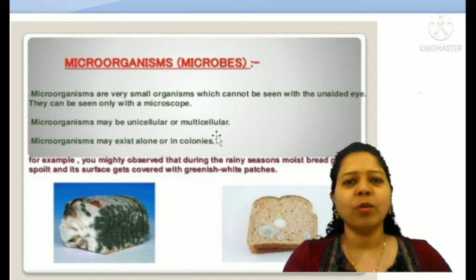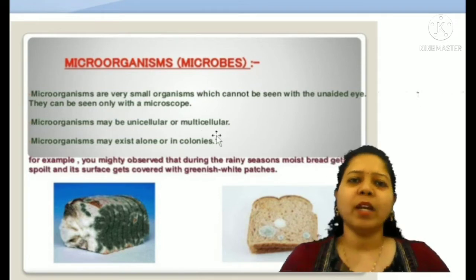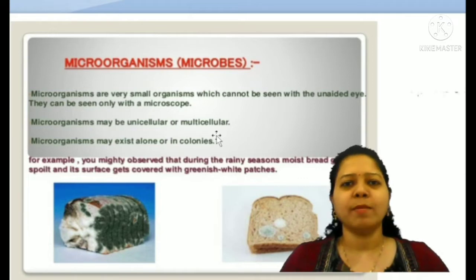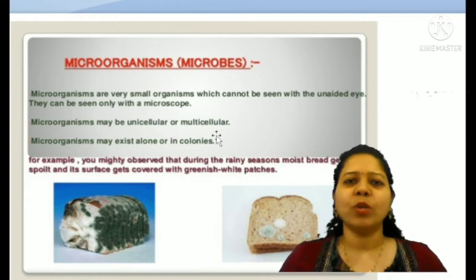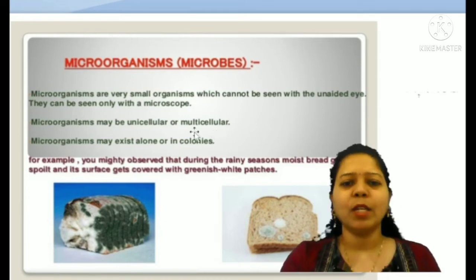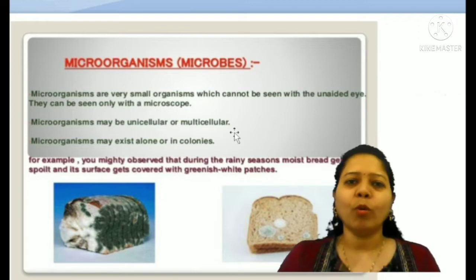Microorganisms may be unicellular or multicellular. There are two types of organisms, unicellular and multicellular. A unicellular organism means the organism in which only one cell is there, or which is made up of only one cell. And a multicellular organism means the organism which is made up of more than one cell, or of many cells.